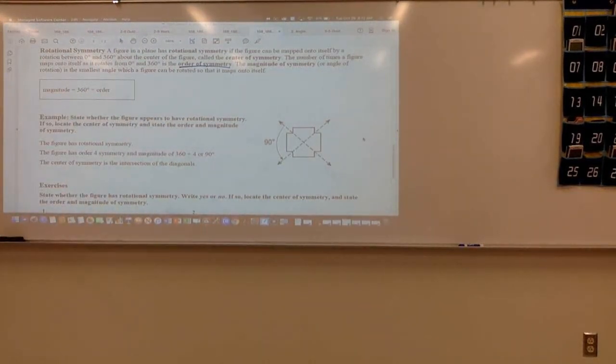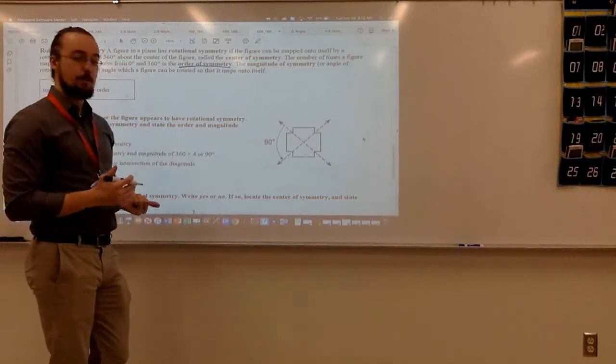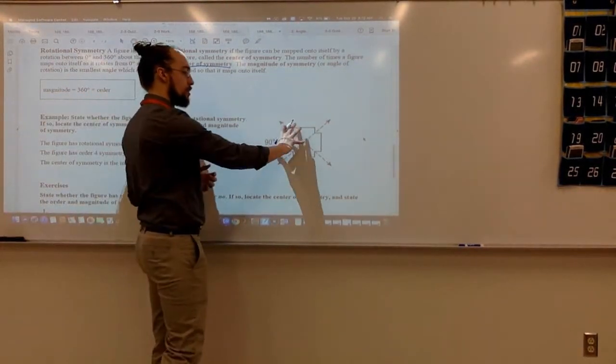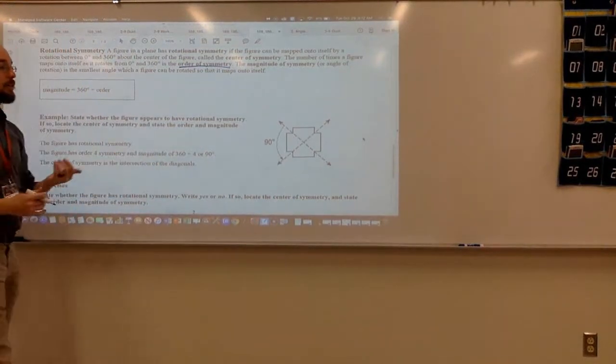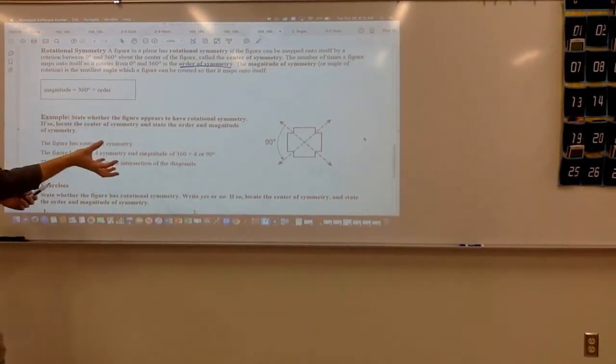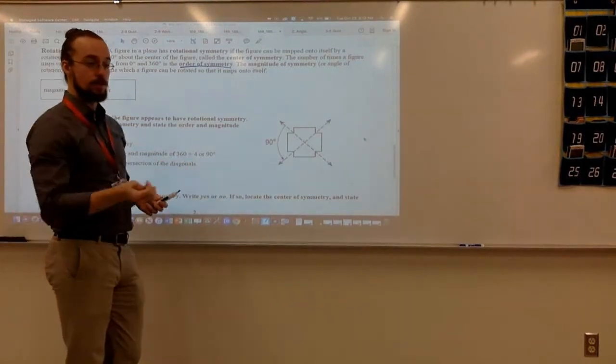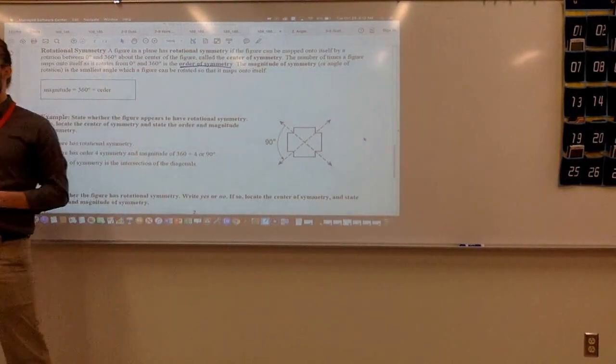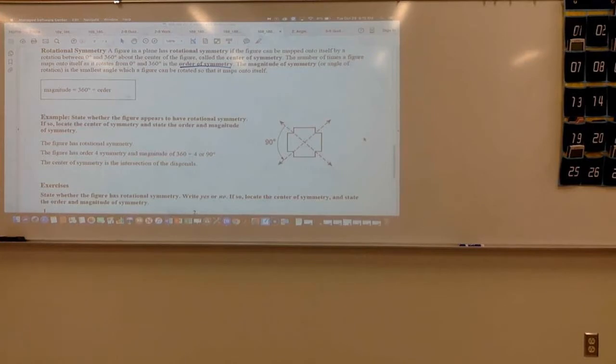Then to figure out the rotational symmetry, we just take 360 divided by the order. So 360 divided by 4 is 90. The order of symmetry of this figure is 4, and it has 90-degree rotational symmetry. That means I can rotate it 4 times, and it'll look exactly the same before I get all the way back around.